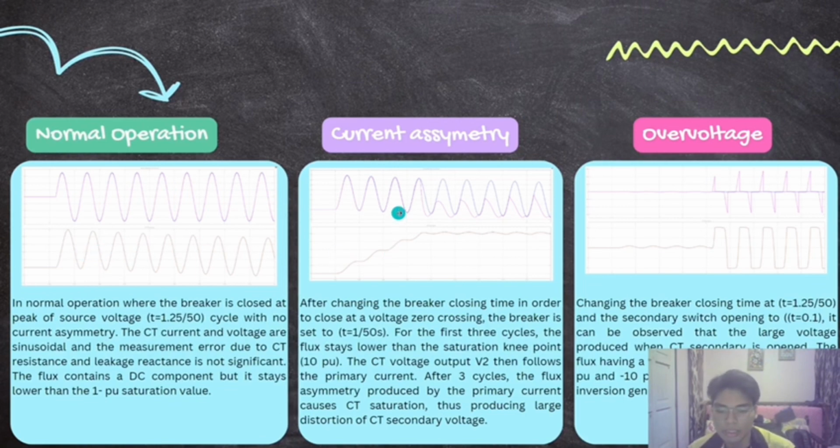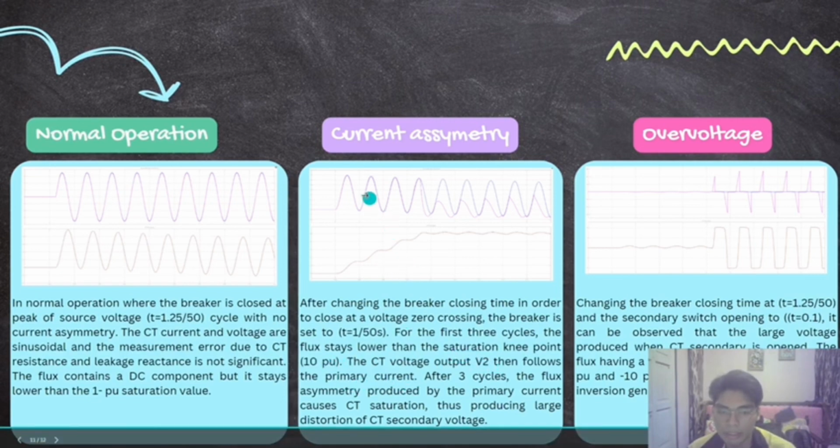And next is the CT saturation due to current asymmetry. The breaker is set to 1 over 50. For the first 3 cycles, the flux stays lower than the saturation value. We can see that for the 3 cycles, the flux stays below the 10 pu. So the CT voltage output V2 follows the primary current. It is the same for the 3 cycles.